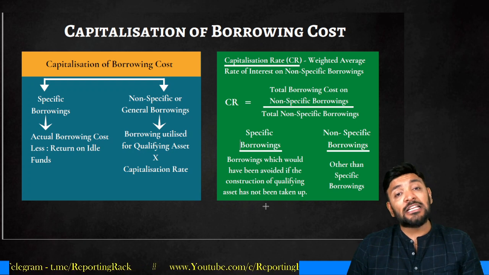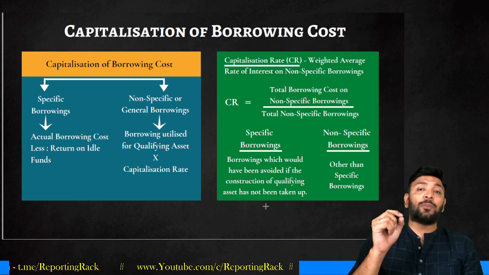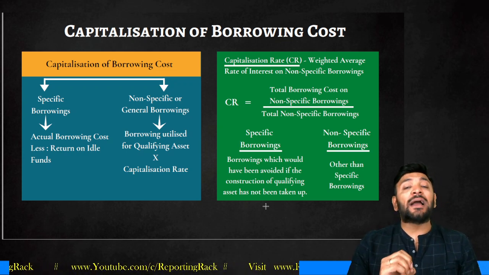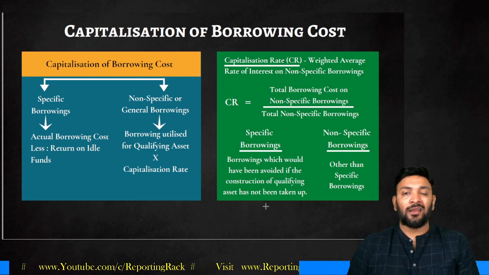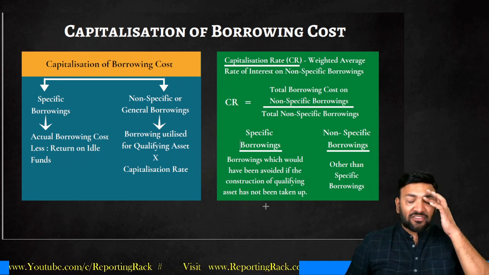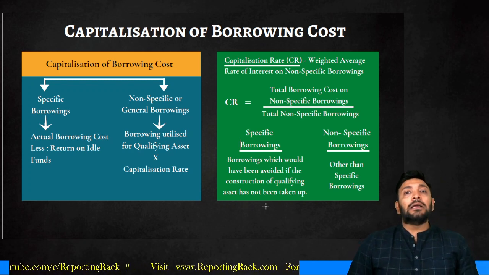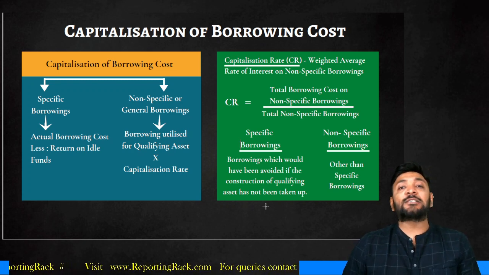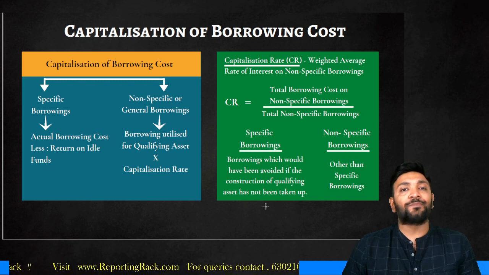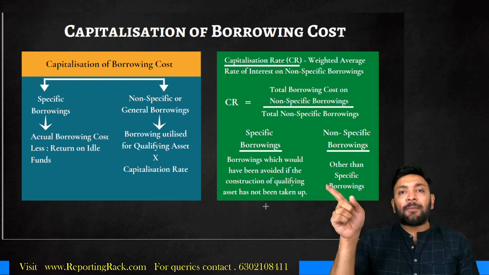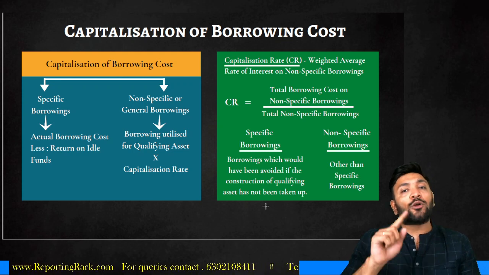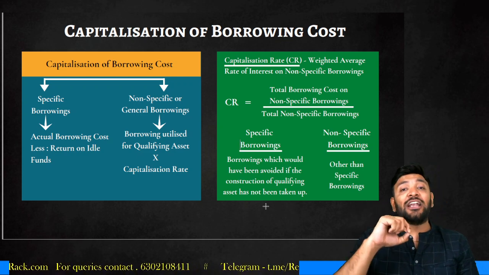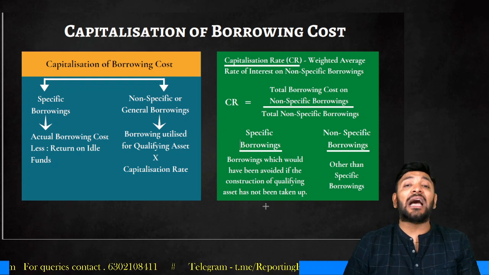So what is the borrowing cost eligible to be capitalized? The borrowing cost eligible to be capitalized for a specific borrowing is the actual borrowing cost reduced by any savings on idle funds. I've taken about 10 crore of funding. Immediately 10 crore got credited into my account. For the next 1 year, my expenditure on the qualifying asset is only 4 crores. What should I do with the balance 6 crores? I parked it somewhere in an investment so that I could get some return on that. So the actual borrowing cost incurred is on the entire 10 crores, which should be reduced by the return I'm deriving on those idle funds.